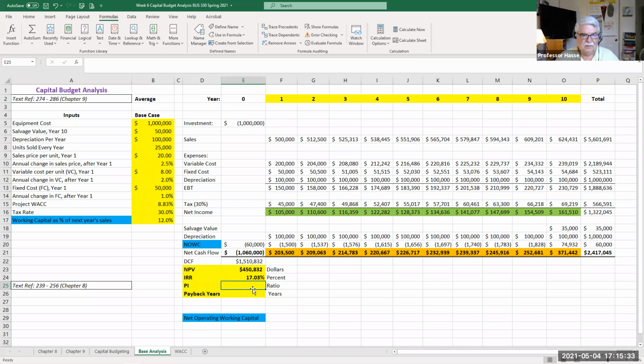Our ratio of the relationship of net present value to the investment is net present value divided by negative the investment. And our profitability ratio is 0.43. Remember, the closer to 1, the better.